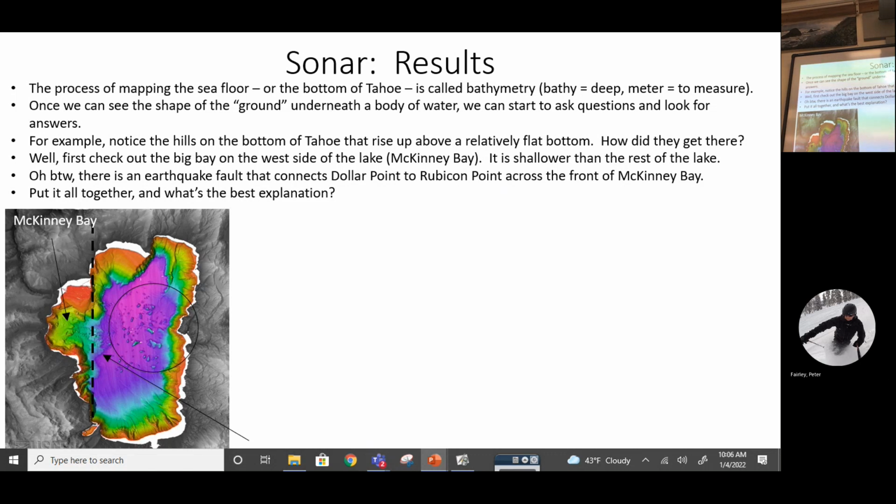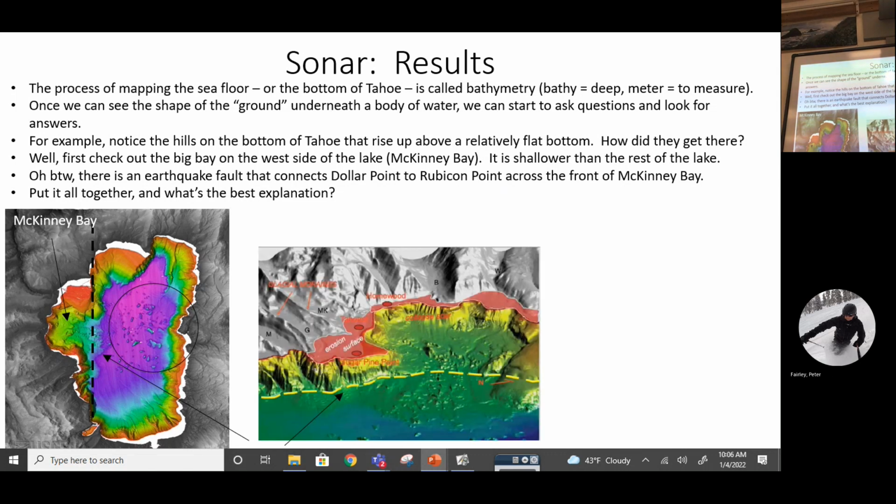So these are things we know to be true, right? There are underwater mountains. There is a bay over here, which is shallower than the rest of the lake. And there's a fault line along that side of the lake. Now let's put all that together. Here's McKinney Bay and the fault line. The yellow line is the fault. Here's the bay over here. Does it kind of look like that bay caved in on itself? And you see that it kind of looks like a bunch of this stuff crumbled down? Well, we think that's what made those hills.